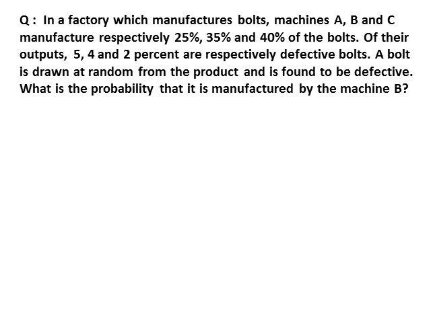Next question. In a factory which manufactures bolts, machines A, B and C manufacture respectively 25%, 35% and 40% of the bolts. Of their outputs, 5, 4 and 2% are respectively defective bolts. A bolt is drawn at random from the product and is found to be defective. What is the probability that it is manufactured by machine B? So students, we need to find the probability that the bolt is manufactured by machine B. It is given that the bolt drawn is defective.